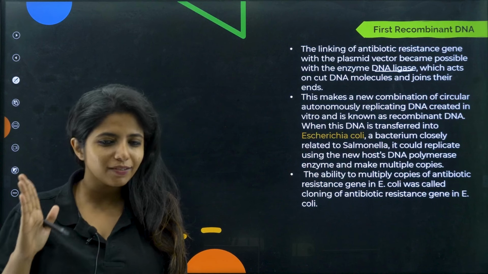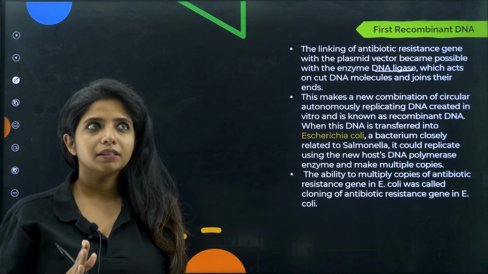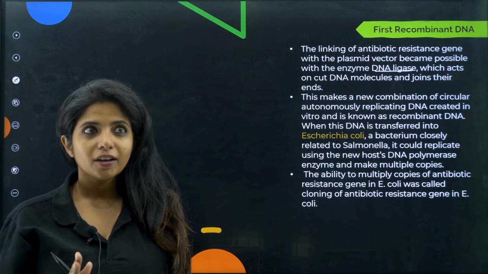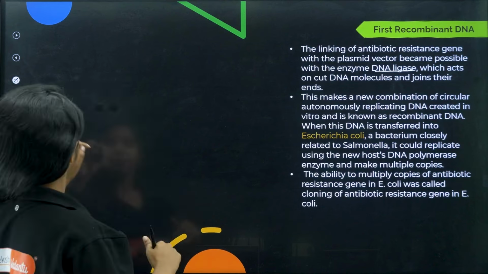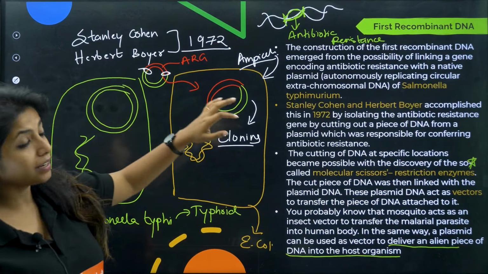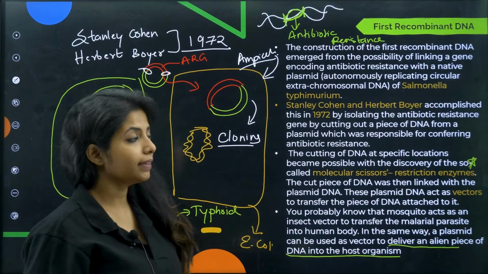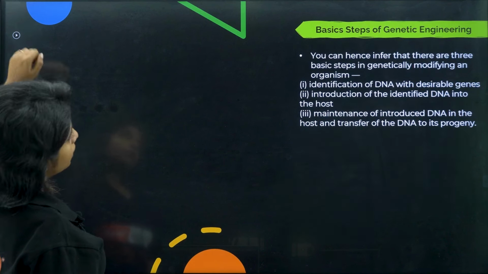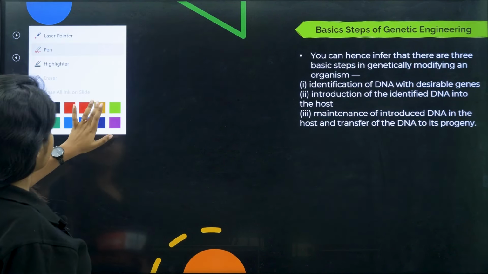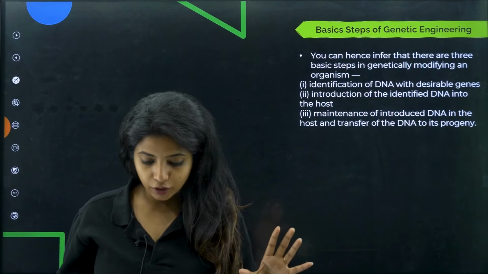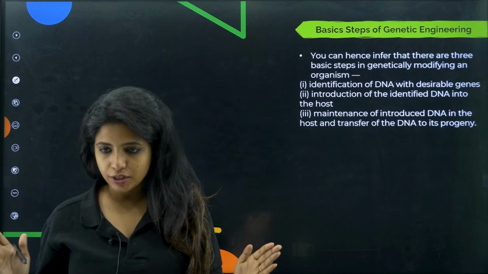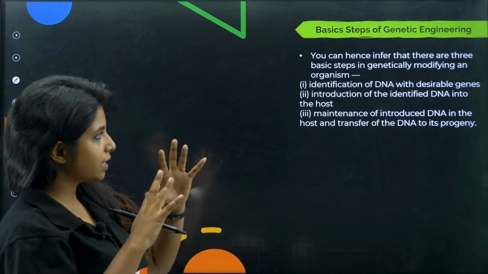So will you remember 1972, Stanley Cohen and Boyer? Even I forgot. How can that happen? Stanley Cohen and Herbert Boyer. Yes. Okay. Now, basic steps of genetic engineering. And with this, we are going to end the basics of this particular thing. And then we will be moving on to questions. Chalo.